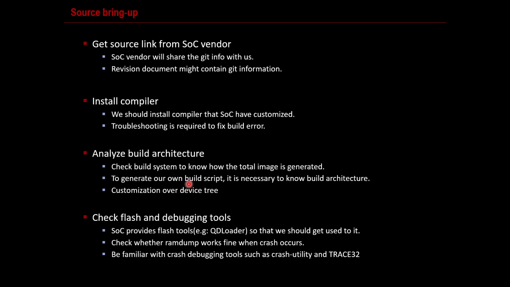Many times we have to customize the device tree in the Linux kernel driver. So we are in a situation to add features in the makefile. So we have to get used to it. Now that we have obtained the BSP source code and built it successfully, what is the next step for the source bring up?